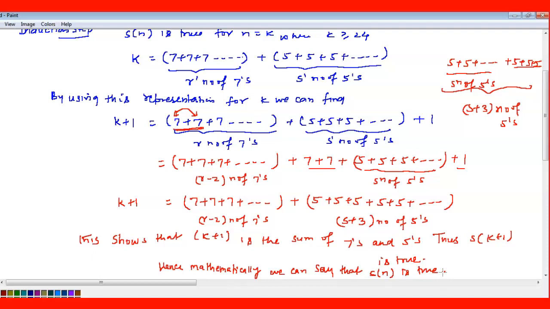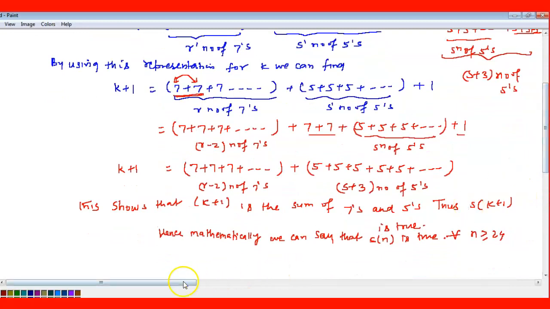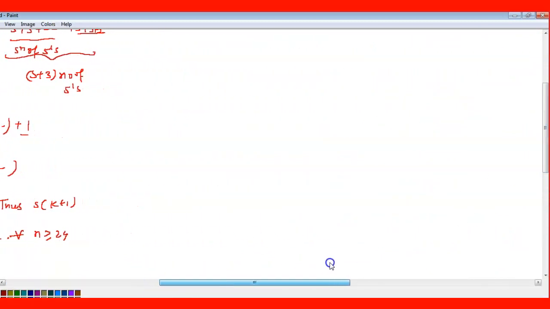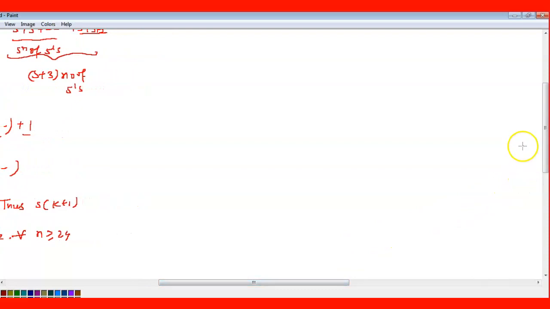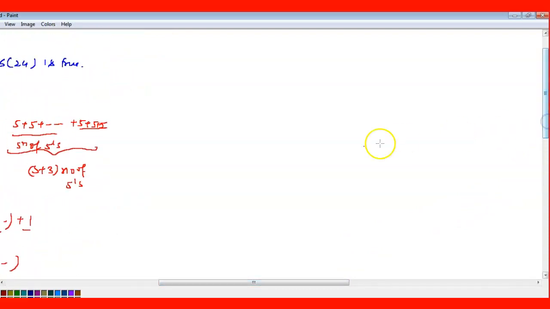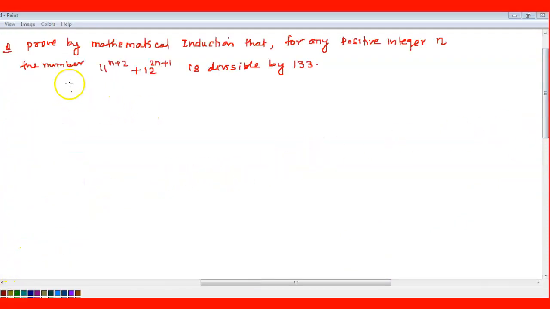Okay, any doubt in here? S of n is true for all positive numbers n greater than or equal to 24. Okay, so we'll see some more problems based on this. Consider the same thing is given. So this is the next question.